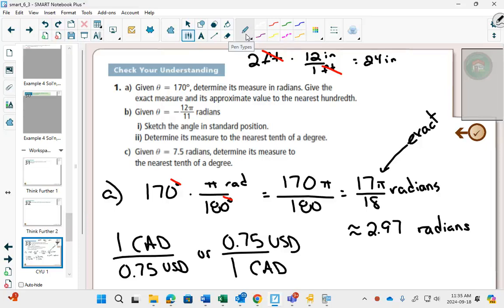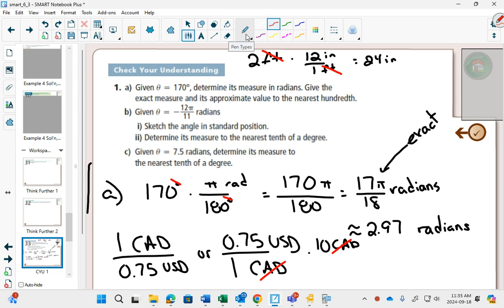Now you have the ability, if you just know one conversion, to say, I have 10 Canadian dollars. How much US will I get? Well, if I have 10 Canadian dollars and I want to figure out US, I would use this fraction and multiply it by 10 Canadian dollars. My units would go away for Canadian. 10 times 0.75 would give me 7.50 American.